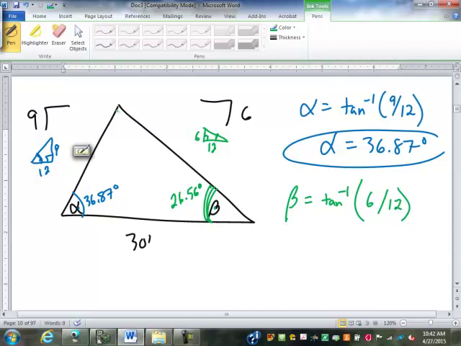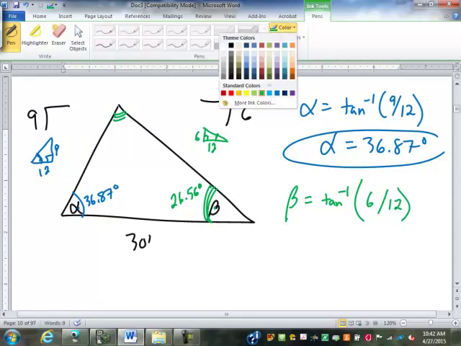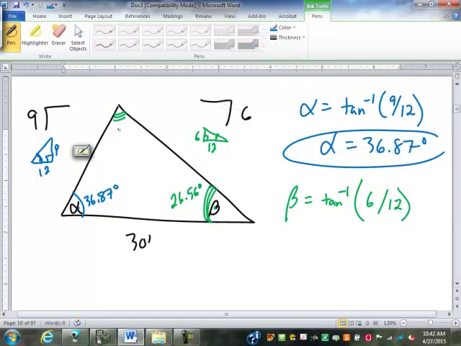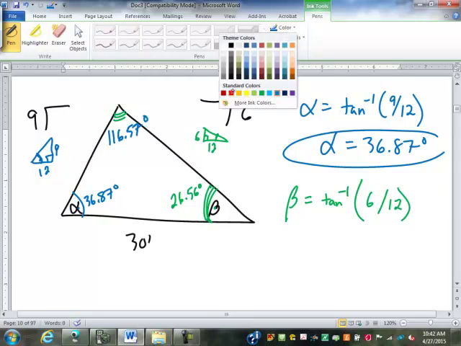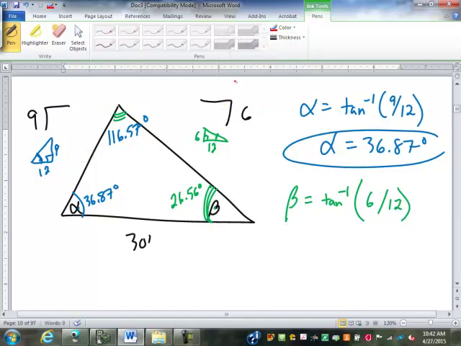So now that we have that, we can find the angle up here, can't we? How do we find that one? 180, subtract those other two. Very good. 116.57 works for me. Now that we know all of those angles, we can find the length of this side and this side. Why does that do us any good?